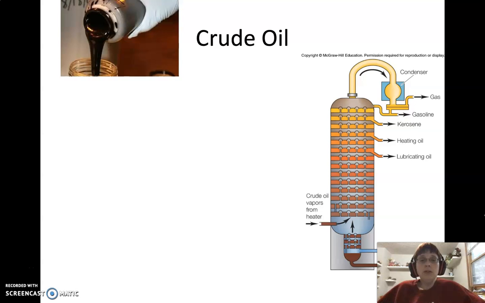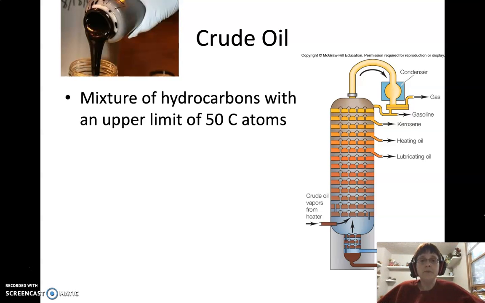So what we are pulling from it is what we call crude oil. We call the material crude oil no matter what the oil field is that we're pulling it from. So it is going to be a mixture of different hydrocarbons. The upper limit is 50 carbon atoms. So none of the hydrocarbons that are coming in this crude oil are bigger than a molecule that contains more than 50 carbon atoms. That's the limit.